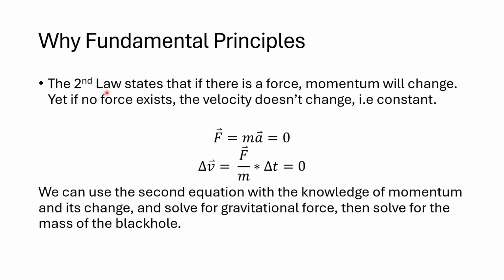The second law states that if a force occurs, momentum will change. In a gravitational field where there's this big black hole and something orbiting it, there must be a force that changes the orbit or the momentum of some object around that, right? So in part 1, essentially, in delta V equals F over M times delta T, we are trying to solve for, this is Fg, right? We're trying to solve for the mass of the black hole. So we can use this equation with the knowledge of how momentum changes to solve for the mass.